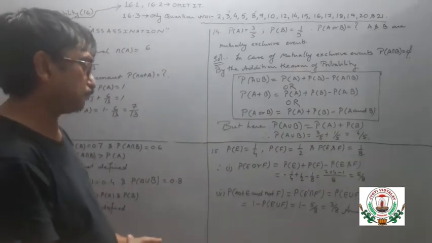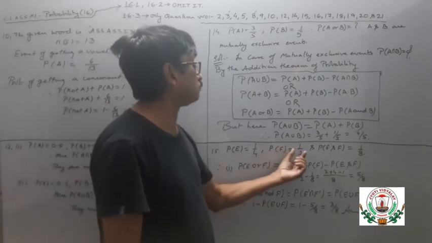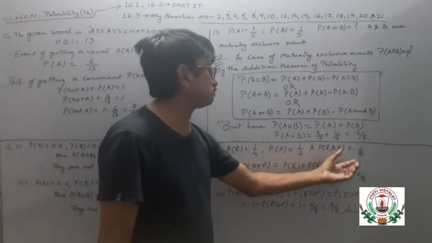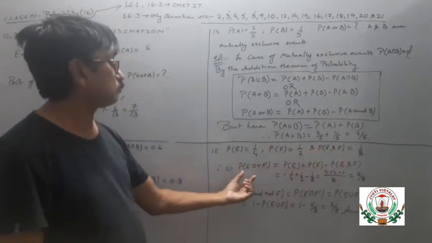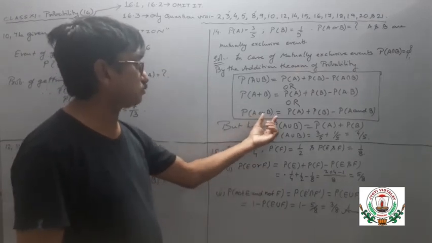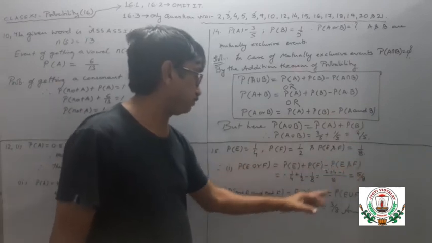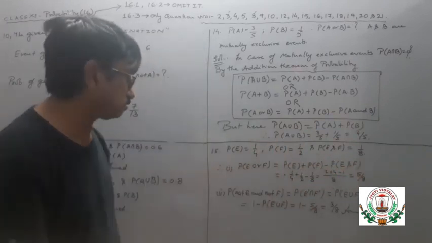Next, question number 15. Probability of E is given 1 by 4, probability of F is given 1 by 2, probability of E and F is given 1 by 8. We can apply: probability of E or F is asked. So E or F equals probability of E plus probability of F minus probability of E and F. Substitute the values and get the answer.